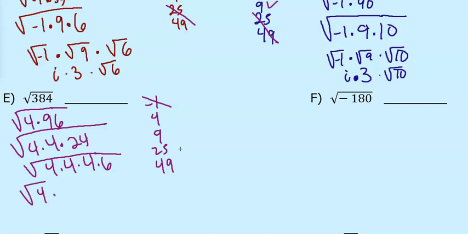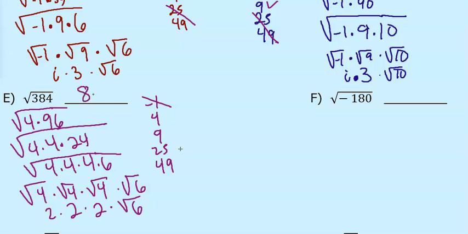Six can't be reduced anymore, so we'll go ahead and rewrite each of these square roots by themselves. So square root of 4 is 2, square root of 4 is 2, square root of 4 is 2, and square root of 6 is just the square root of 6. 2 times 2 is 4, 4 times 2 is 8, so your simplified expression is 8 radical 6.